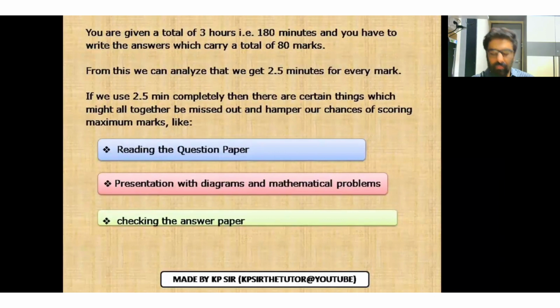So I just gave you a revision of what type of questions will be asked where. Now here, children, they give you 3 hours, that is 180 minutes for 80 marks. So on an average, we are getting 2.5 minutes for every mark. We have 2.5 minutes for every mark that we are fighting for.